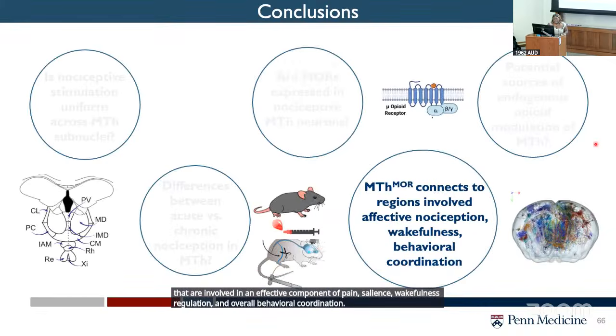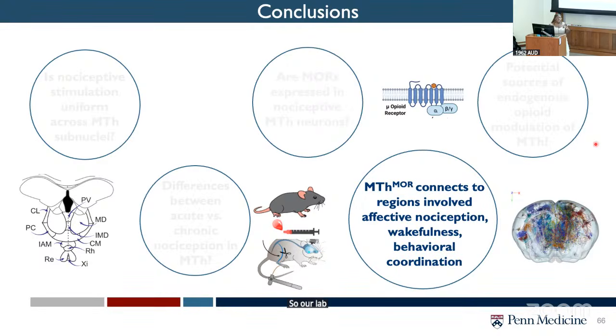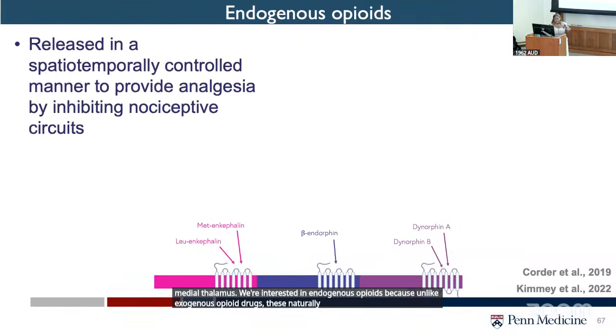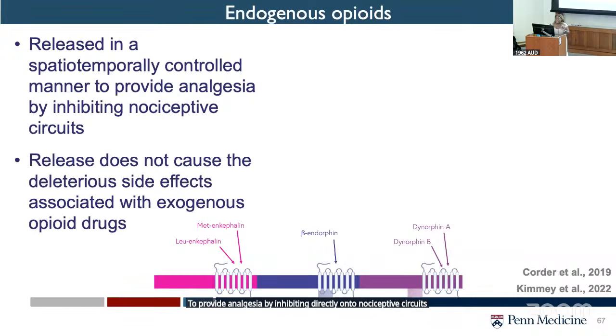So our lab is next interested in endogenous specific opioid inputs to the medial thalamus. We're interested in endogenous opioids because unlike exogenous opioid drugs, these naturally released endogenous opioids are released in a spatiotemporally controlled manner to provide analgesia by inhibiting directly onto nociceptive circuits. And the release does not cause the harmful side effects associated with exogenous opioid drugs, right?